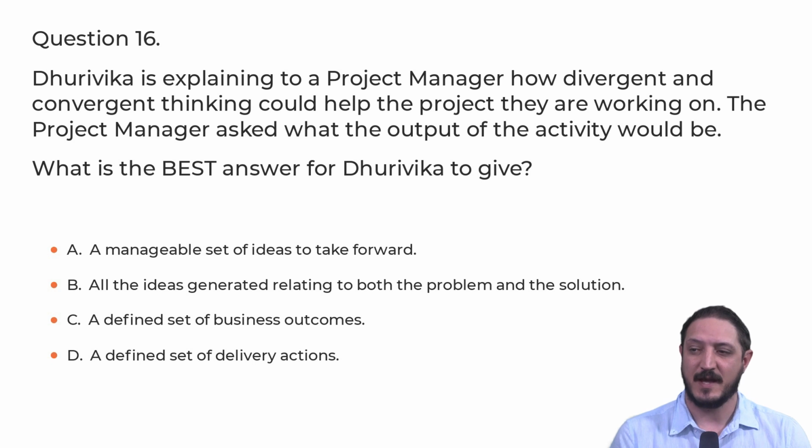A is a manageable set of ideas to take forward. B is all the ideas generated relating to both the problem and the solution. C is a defined set of business outcomes. And D is a defined set of delivery actions.